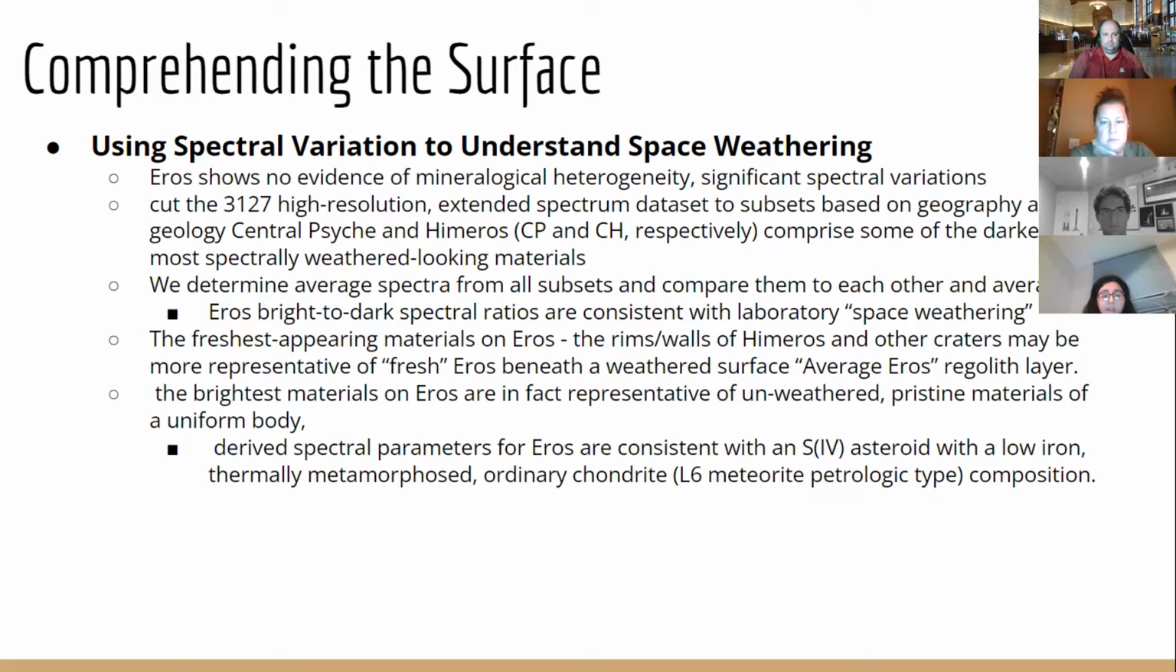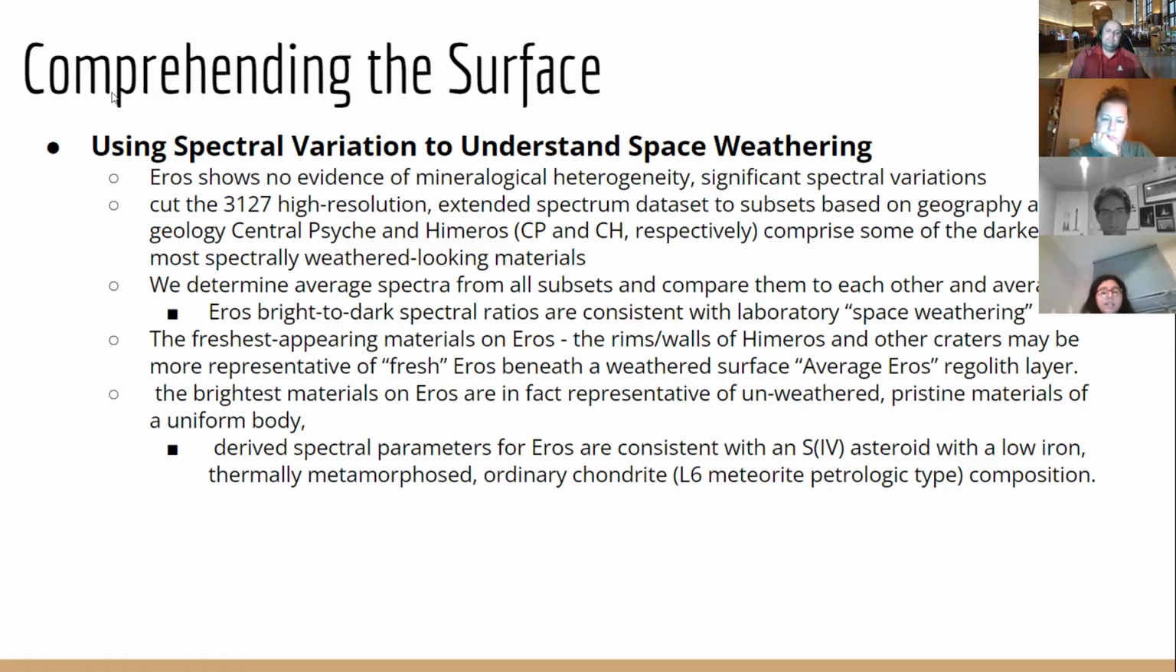And so when we look at the most bright to dark spectral ratios, they're consistent with space weathering in the lab. When we looked at the ratio specifically, that gave us evidence for space weathering on the surface of Eros. The freshest appearing materials are around the rims and walls of Himeros, which is one of the indicated locations in the study. And the other craters could be a more weathered surface, or the average part of Eros. The brightest materials are also representative of unweathered pristine materials and a more uniform body. And this is all derived through spectral parameters for Eros.